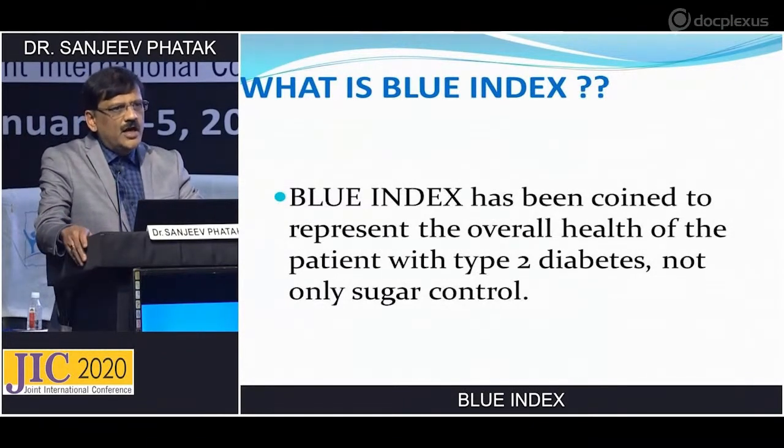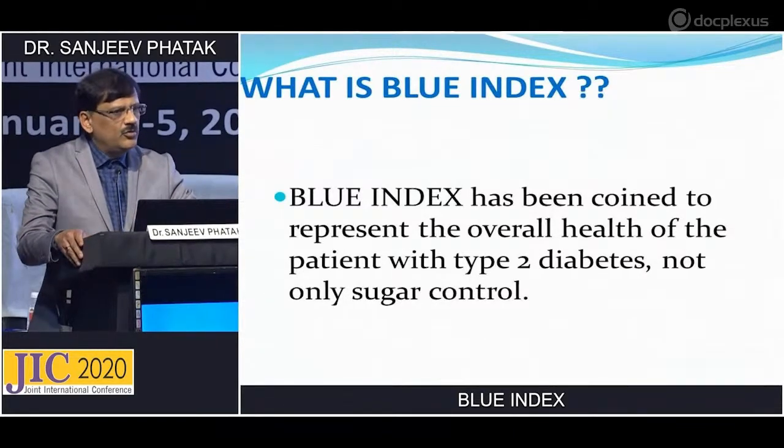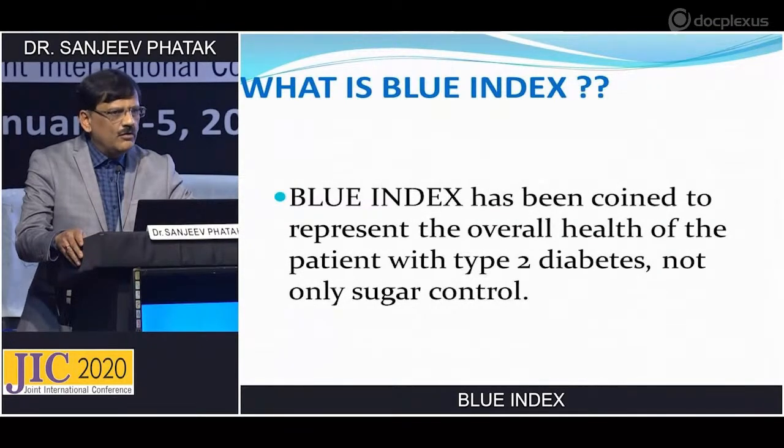It is not just A, that is A1C control, but we know that B, that is blood pressure control, and C, that is cholesterol modification, play an extremely important role in preventing, or even preventing the further progression of, the complications of type 2 diabetes. So ABC is always there.